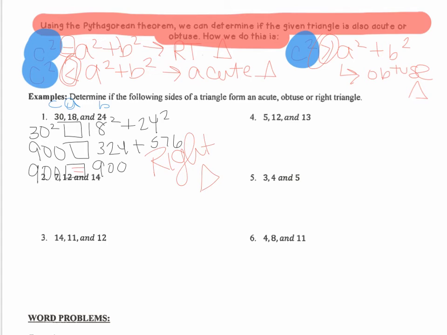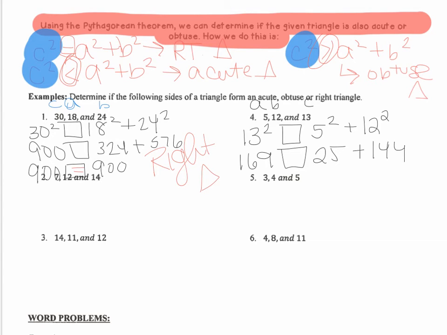Let's do the next one. We're going to jump over to number 4. Okay? So I look for my biggest measure because that's always C, and then the other two are A and B. So C squared always comes first, so 13 squared, and then A squared, 5 squared, plus 12 squared. 13 squared is 169. 5 squared is 25. 12 squared is 144. So now I have 169 and 169. Those are equal, so this is a right triangle.